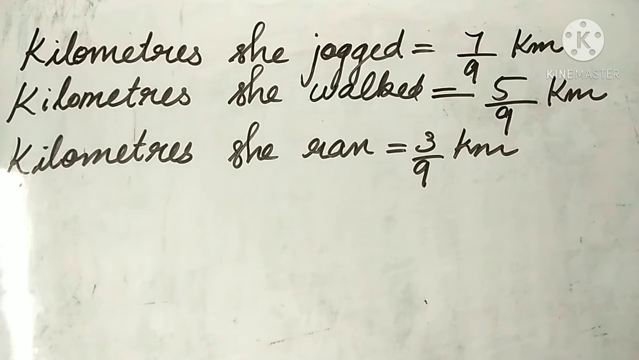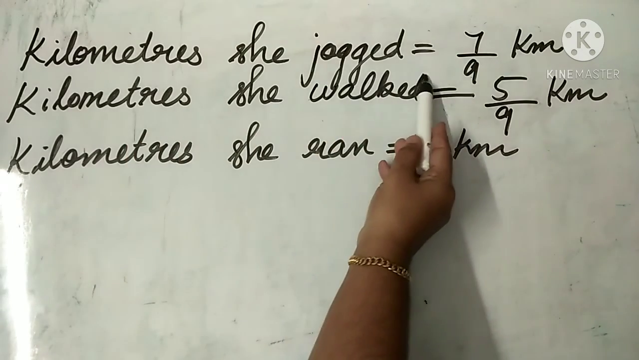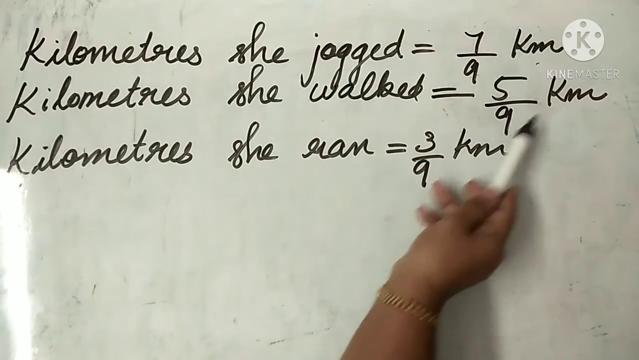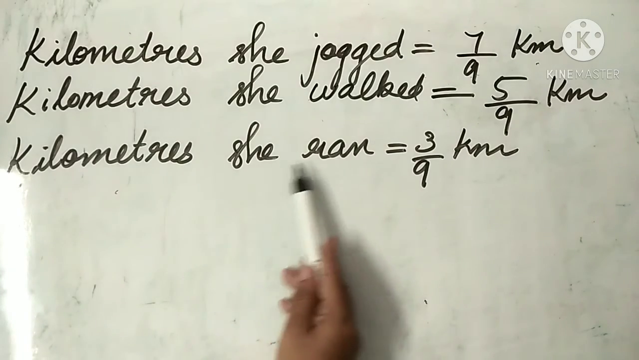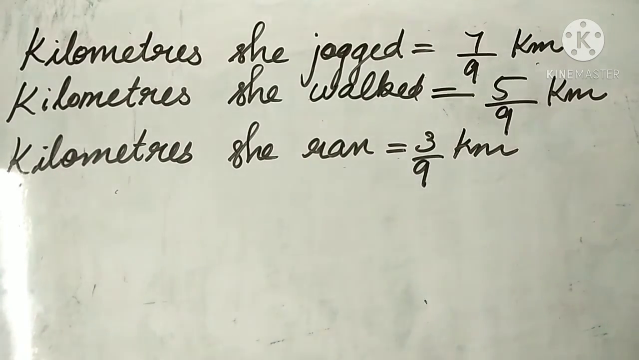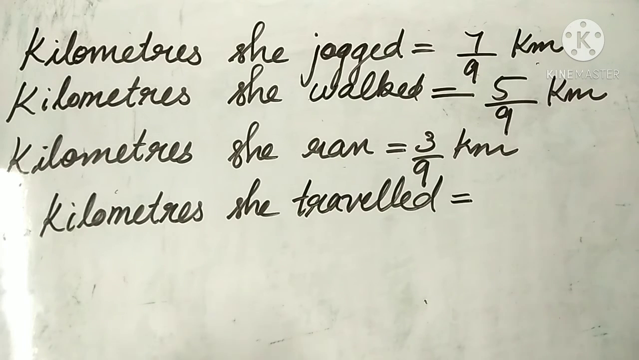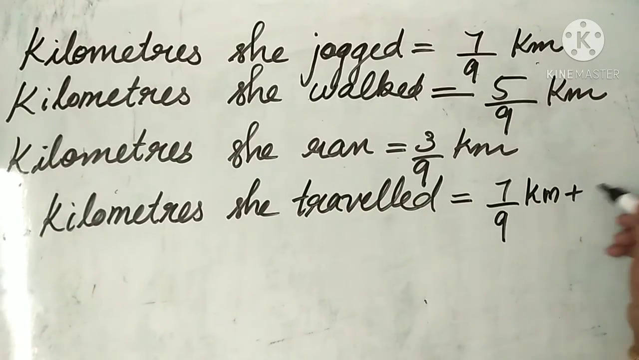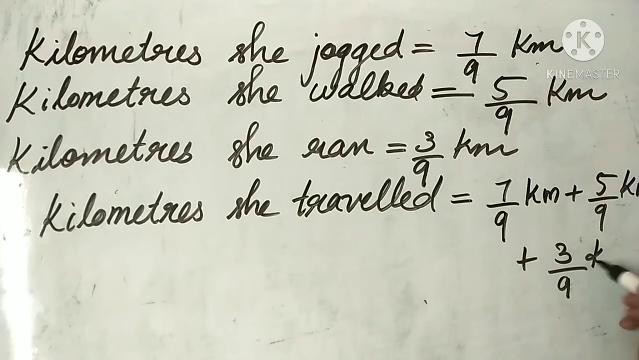According to the question, we write kilometers she jogged is equal to 7 by 9 kilometer. Kilometers she walked is equal to 5 by 9 kilometer. And kilometers she ran is equal to 3 by 9 kilometer. We need to find how many kilometers she travelled in total. Okay. So we write, therefore, kilometers she travelled is equal to, what we have to do? We have to add all these kilometers. 7 by 9 kilometer plus 5 by 9 kilometer plus 3 by 9 kilometer.